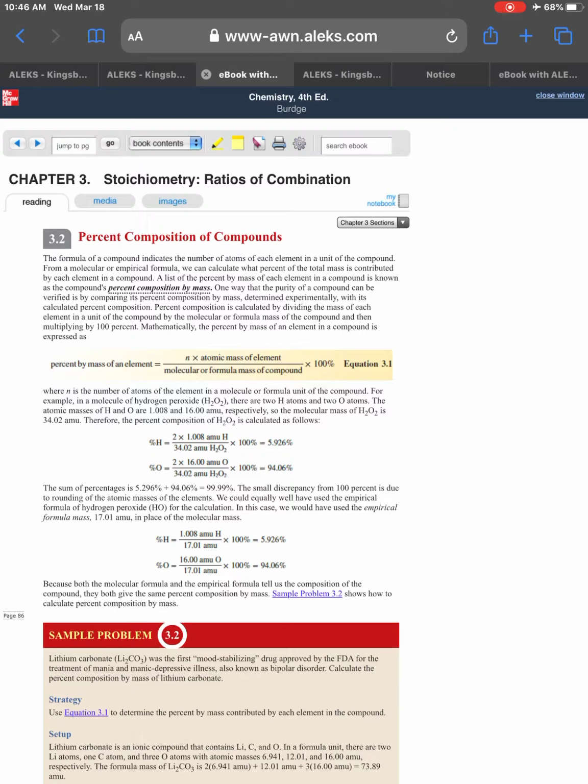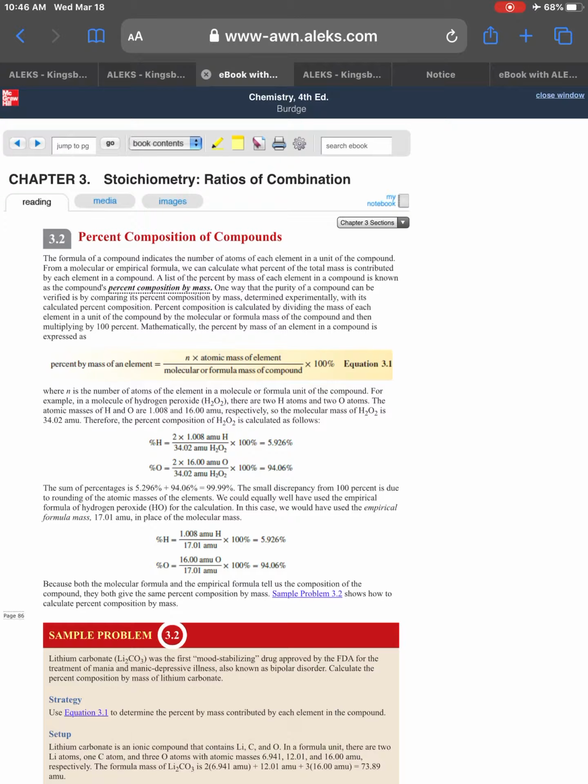One way that the purity of a compound can be verified is by comparing its percent composition by mass, determined experimentally, with its calculated percent composition. Percent composition is calculated by dividing the mass of each element in a unit of the compound by the molecular or formula mass of the compound and then multiplying by 100%.